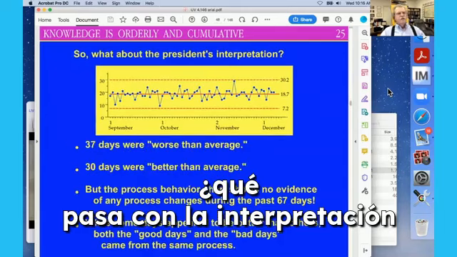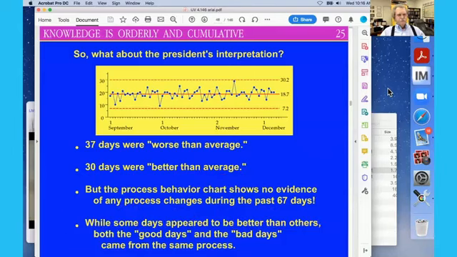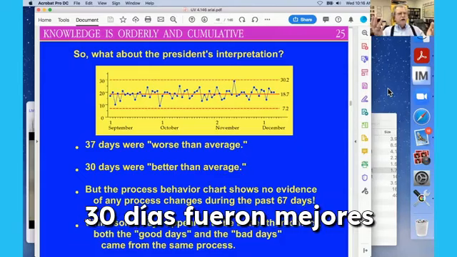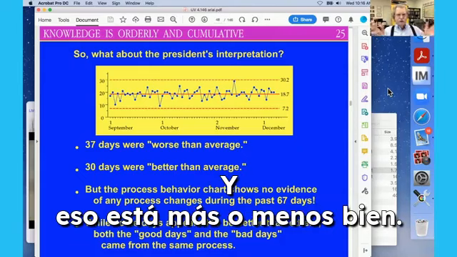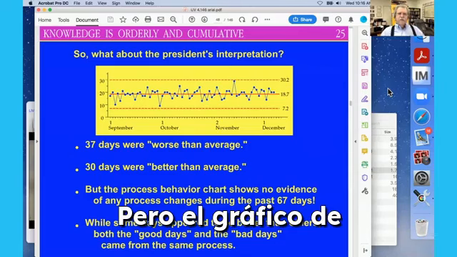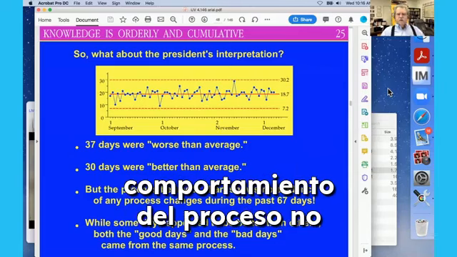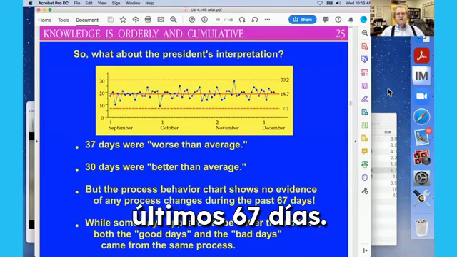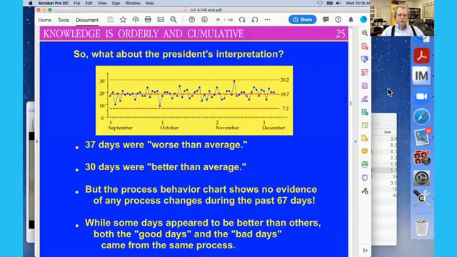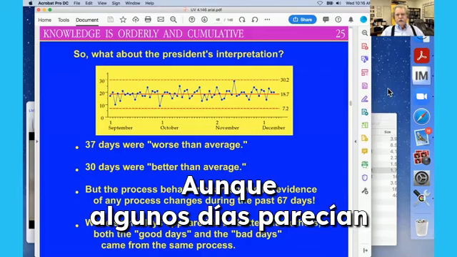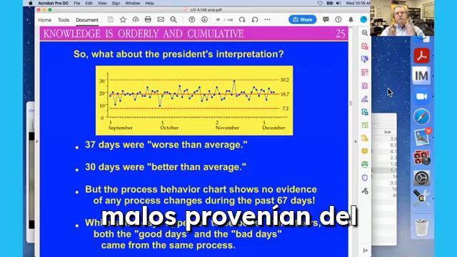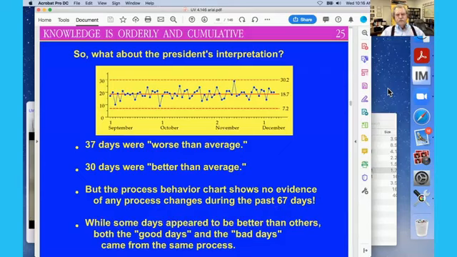So what about the president's interpretation of these data? 37 days were worse than average, 30 days were better than average, and that's about right. But the process behavior chart shows no evidence of any changes during the past 67 days. While some days appeared to be better than others, both the good days and the bad days came from the same process.